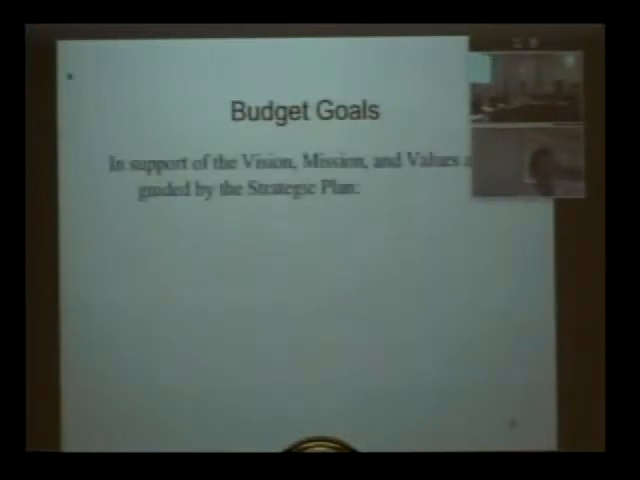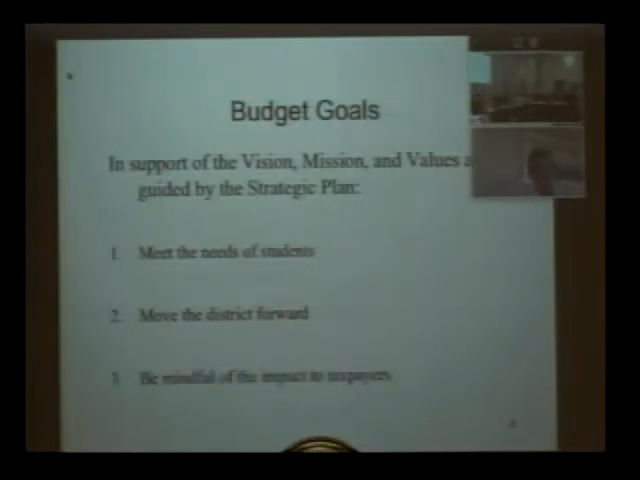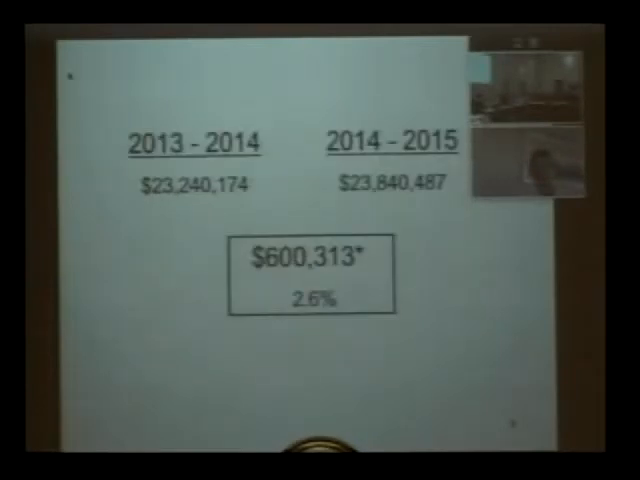Our budget goals remain to support the vision, mission, and values guided by the strategic plan. But our foremost objective always is to meet the needs of students. We also work to move the district forward and to be mindful of the impact to taxpayers. This year's budget represents a 2.6% increase over last year's budget, a total dollar increase of $600,313 for a total budget of $23,840,487. And those numbers should say 14-15 and 15-16, I apologize.